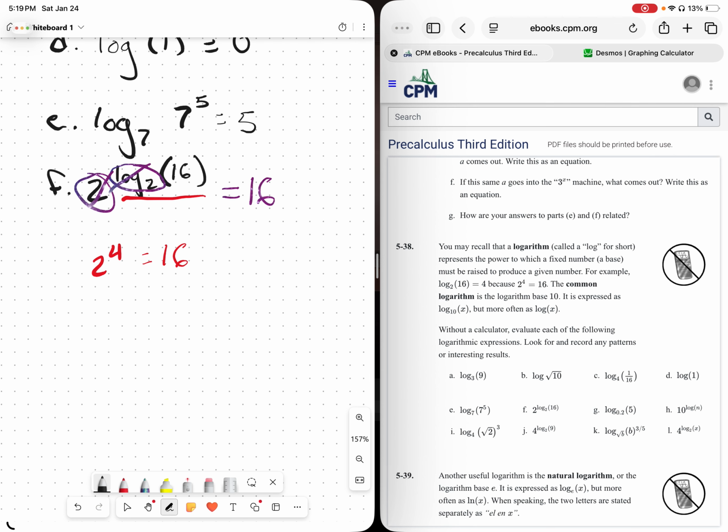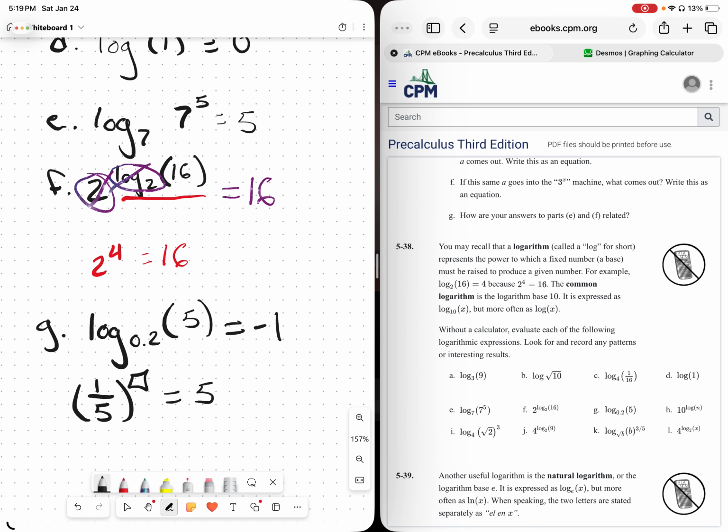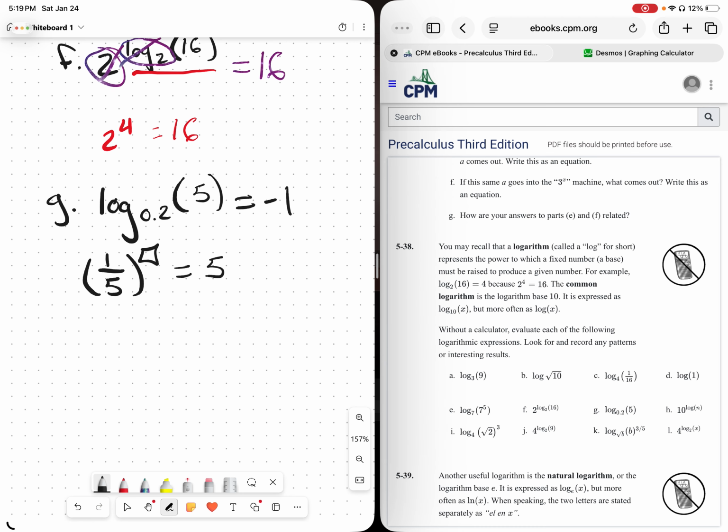Okay, let's look at G. Log base 0.2 of 5, right? So that's really 2/10 or 1/5. So it's 1/5 to what power gets you 5? Well, -1, because that's going to bring it to the top, right?